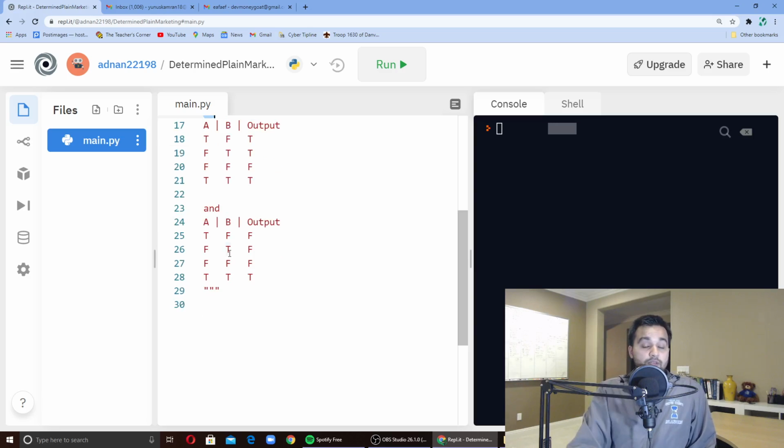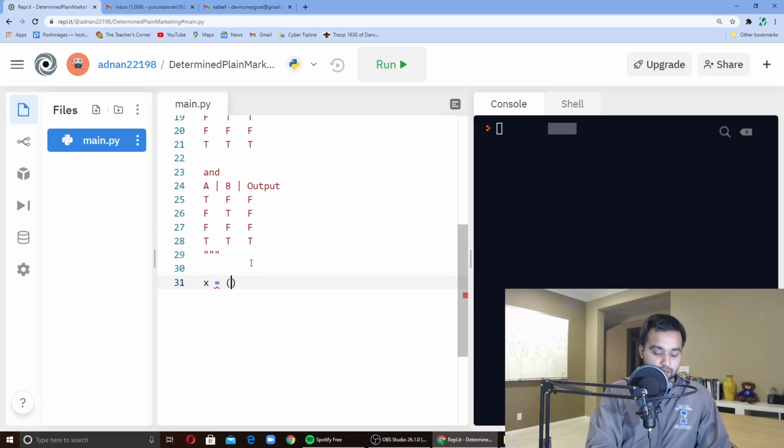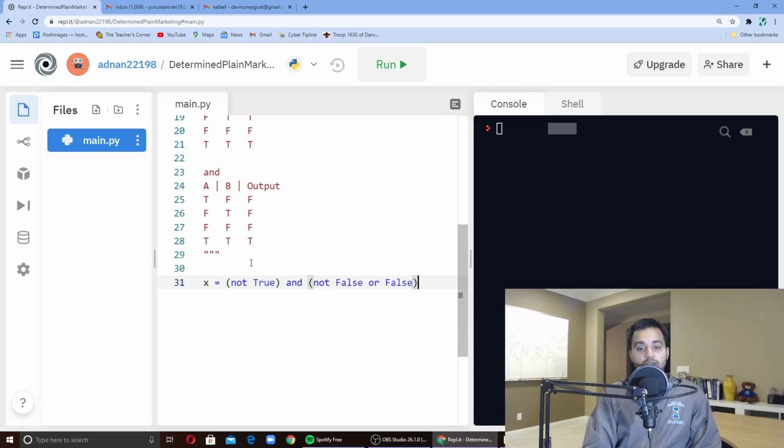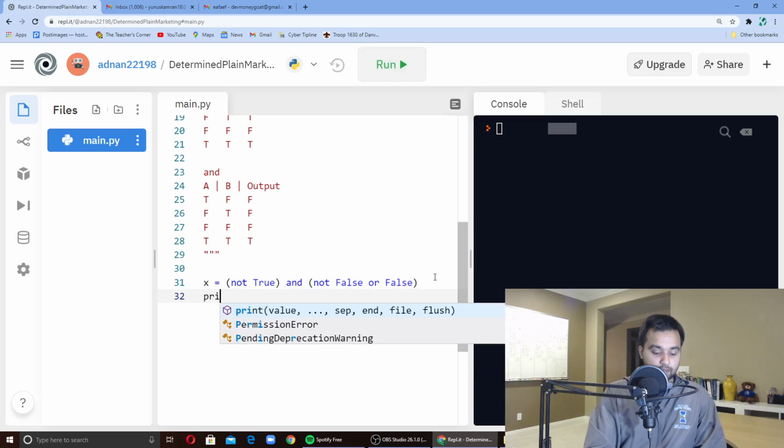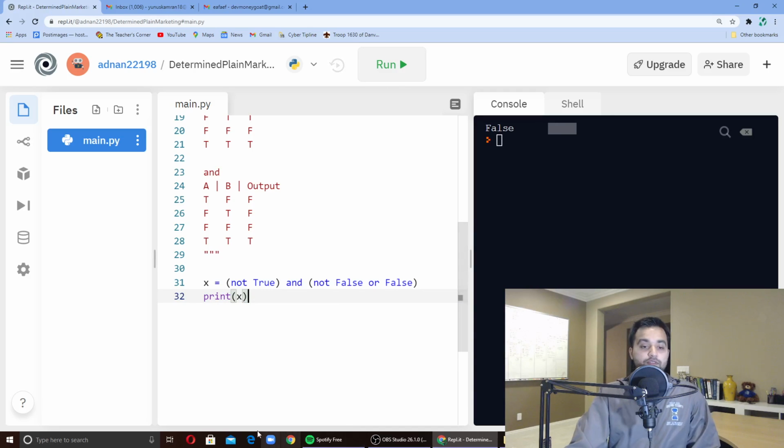Now and is a lot stricter because both sides have to be true. So when I say true and false, that's basically false, and the only time it will be true is if I say true and true. So that's the Boolean algebra. Now to declare the variables, you can say x equals not true and not false or false, something like that. Then we can run it, and let's print it. All right, and we get false.